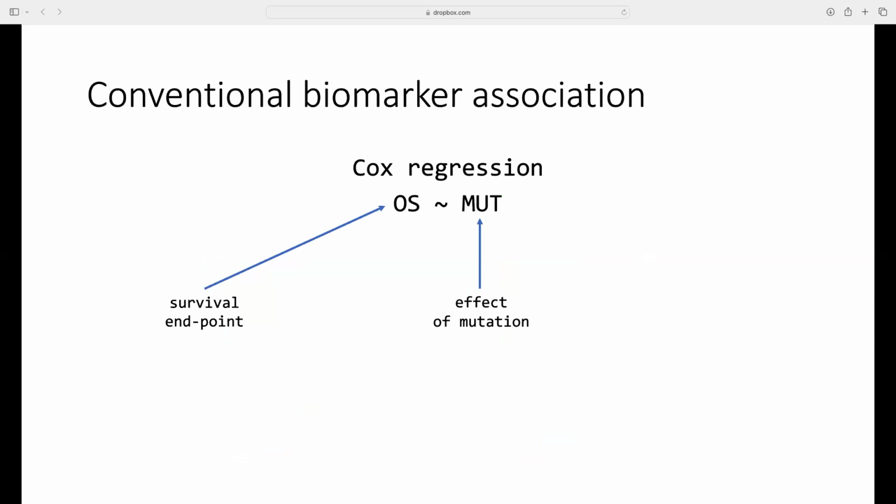So a conventional biomarker association analysis looks at survival, for example, overall survival as the endpoint for a population of individuals, and then asks if there's an effect or an association of a somatic mutation with this overall survival, with the time until mortality. So we're asking if this mutation increases or decreases your survival propensity.